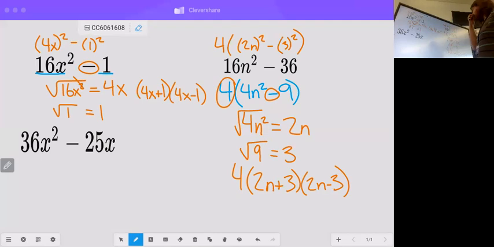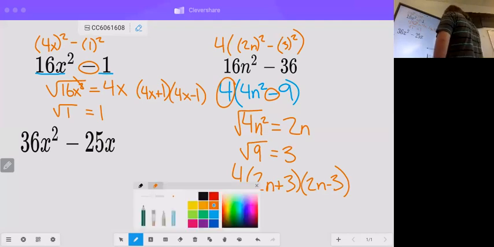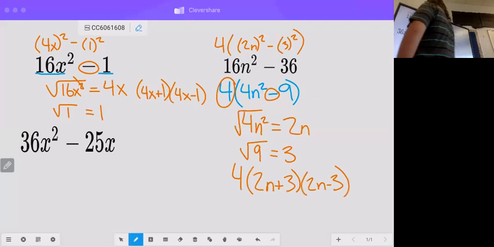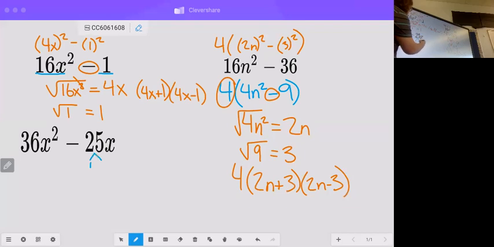One last one. Let's look at this third one. First thing we're going to do is check to see if we can factor out a number or a variable. And if you look at this, the numbers, we can't factor out a GCF with either of these because the only factors of 25 are 1, 25, and 5 and 5. And the only one that we can factor out of 36 is a 1. Okay, so we can't factor out a number, but what we can do is we can factor out an x because they've both got an x. So let's factor out an x. When we do that, we've got x times 36x minus 25.